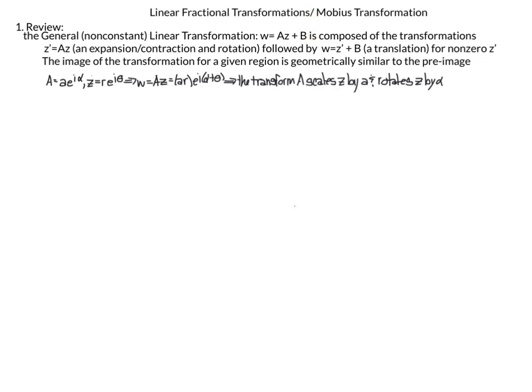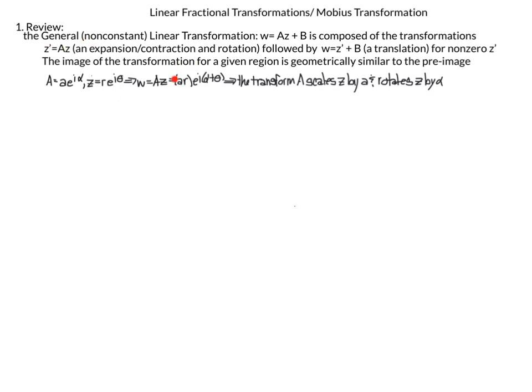So first, we'll say Z prime is equal to A times Z. If A is a complex number, A equals a e to the i alpha, and Z is also a complex number written in exponential notation as Z equals r e to the i theta, then when we multiply these two together to get W, we get W equals AZ, which is a times r e to the i (alpha plus theta).